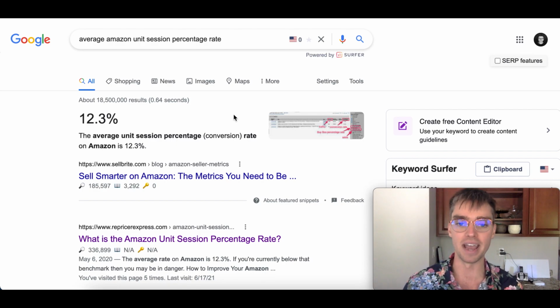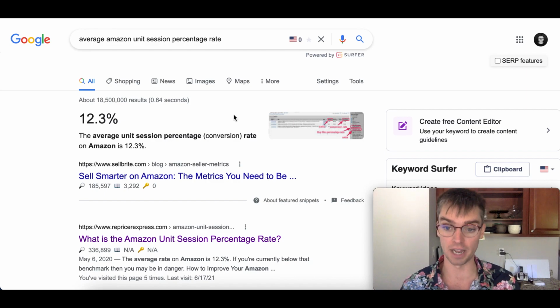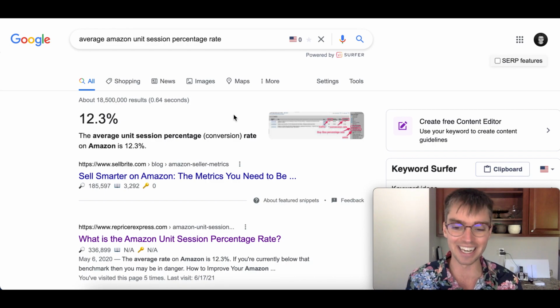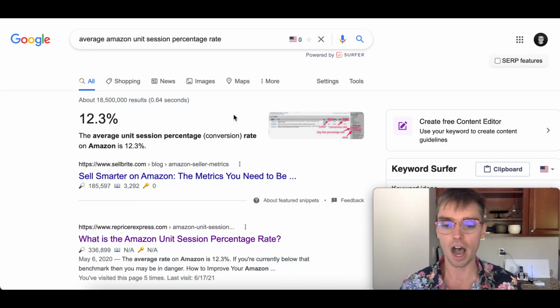Okay, and just as another little tip, for me personally, our weighted average conversion rate or unit session percentage rate with our own child ASINs is right around 23%, just for perspective. And our goal is to get our top selling products up to 40%. So I'd encourage you to get as close to 40% as possible with your unit session percentage rate. But usually, 10%, not that great.